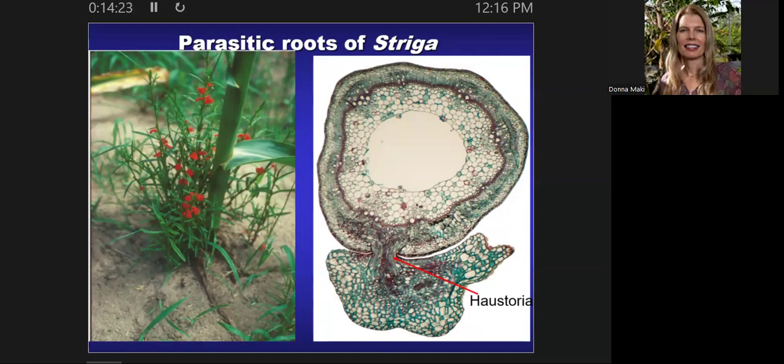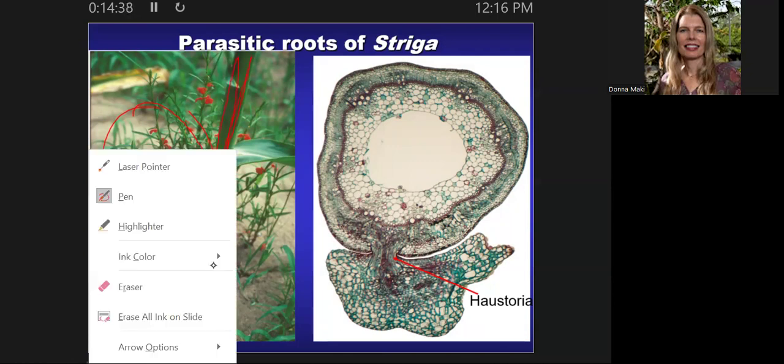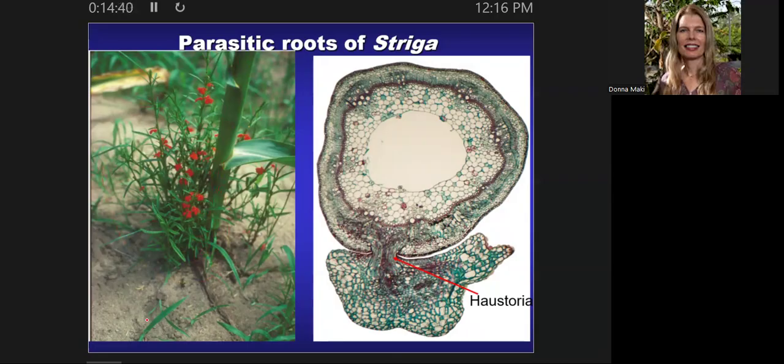So that's what you're seeing here. On the left, this cute little plant with these beautiful little red flowers. That's Striga. And what's happening here is it's living right at the base of a corn plant in an agricultural field. And so this corn plant has this Striga right there, right next to it. And so what you're seeing on the right, this big cross section here, that's the corn stem. And then this blob that you see on the lower portion of the picture, that's the Striga plant.